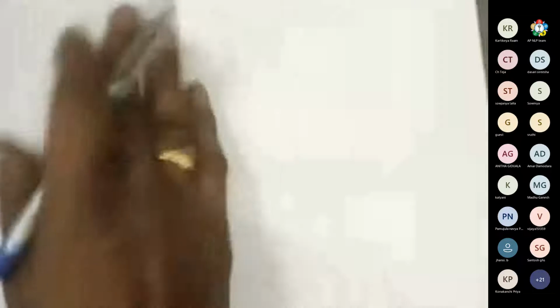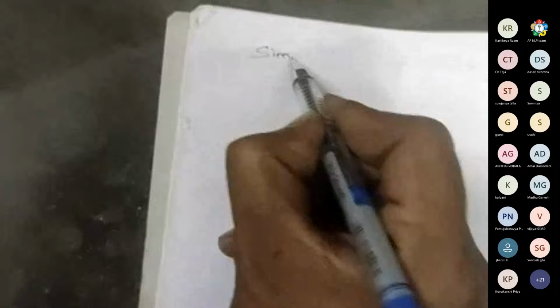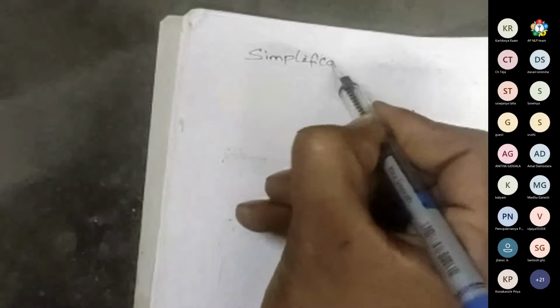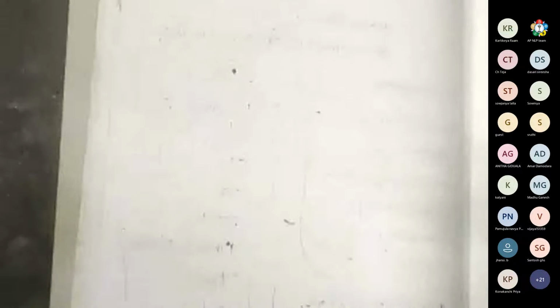To get arithmetic or pure maths, first of all, simplifications are a must. You should know the simplifications first. To learn advanced maths or arithmetic, simplifications are a must.